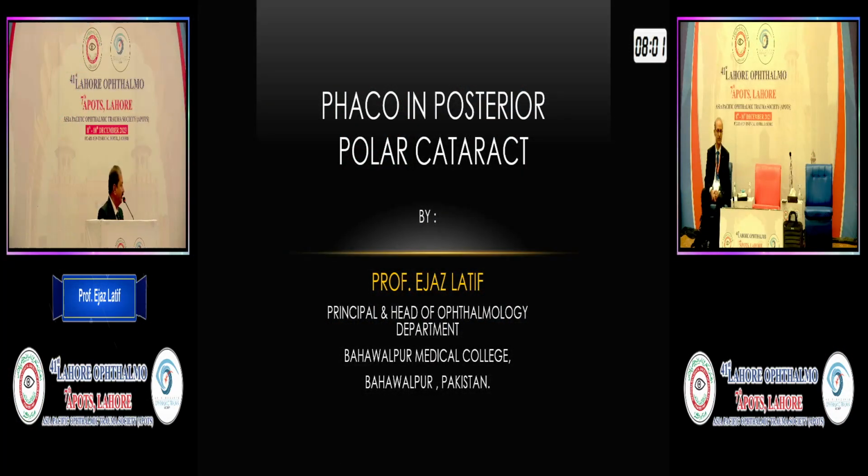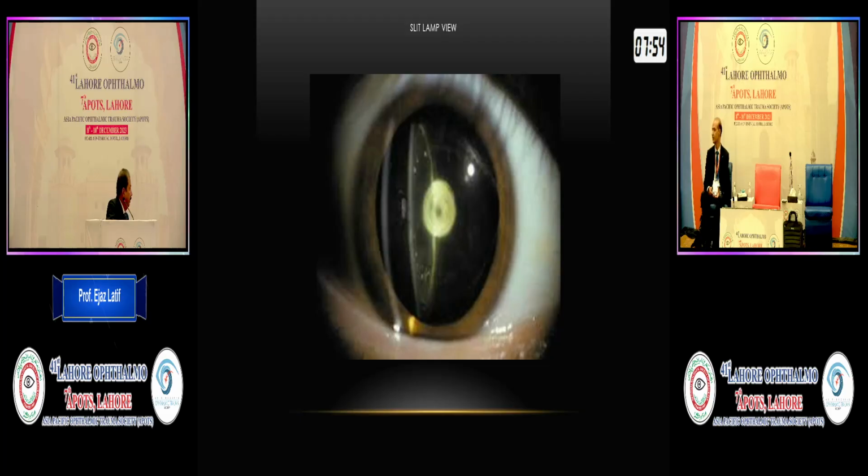Today we'll discuss some important points about managing the posterior polar cataract. Now the posterior polar cataract, as you know, is a sort of heaped up cataract, and it's projecting in the posterior cortex like a cone or like a hemisphere. And the important thing is that quite often this is adherent to the posterior capsule.